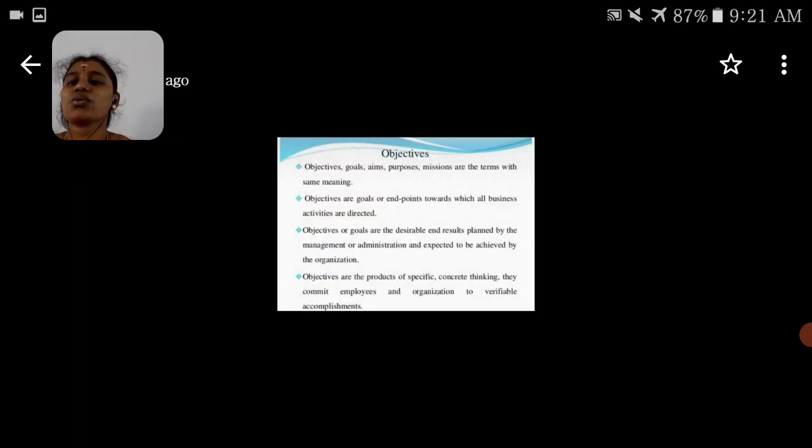First one is objectives. Objective, goals, aims, purpose, mission are the terms with the same meaning. Objectives are goals or end points towards which all business activities are directed. Objectives or goals are the desirable end result planned by the management or administration and expected to be achieved by the organization. Objectives are the product of specific concrete thinking. They commit employees and organization to variable accomplishment.